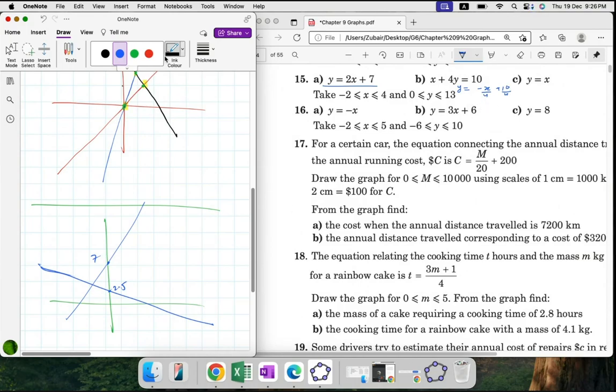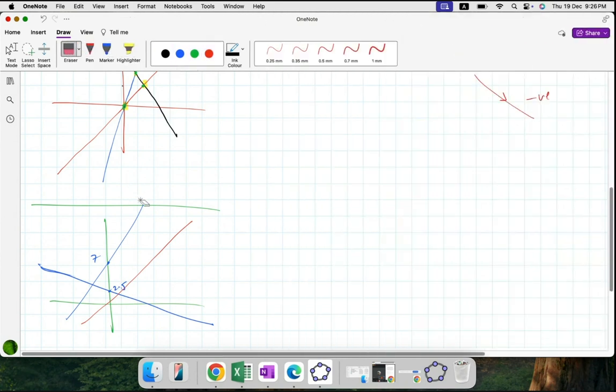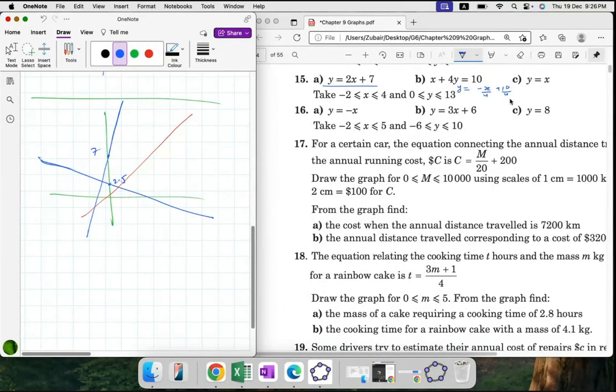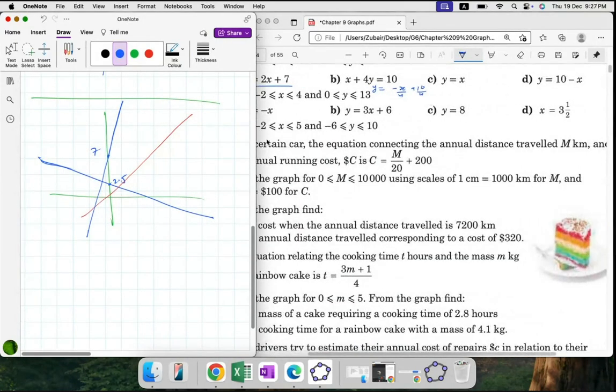So it should look like this, passing through 2.5 with a negative gradient. The third line says y equals x. That was gradient 2, this is y equals x. Let me readjust the first one: when the gradient was 2, I'm making it a bit steeper. And the last line says y equals 10 minus x. So at x equals 0, y is 10. I can see the y-intercept is 10 and the gradient is minus 1. So it should look like that.